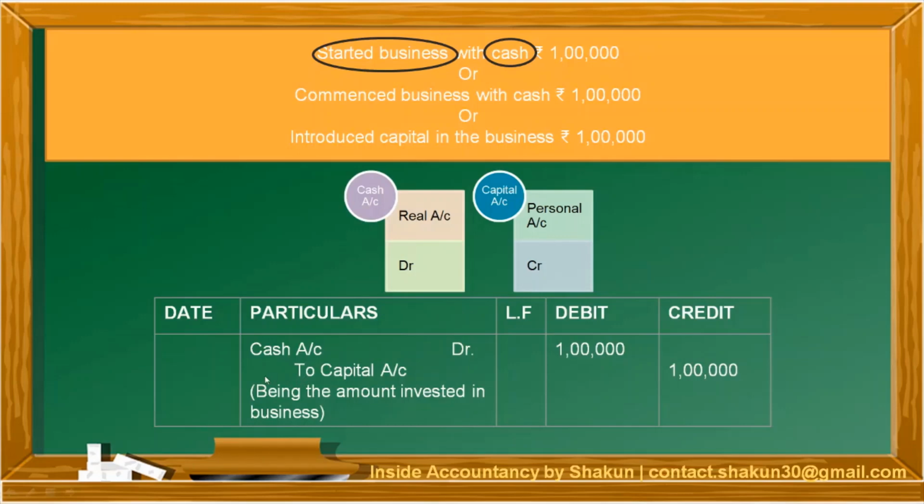Also note that I have left some space here to indicate that this is the account to be credited. The amount has been written respectively in the debit and credit column, followed by the narration being the amount invested in business. So this is the journal entry which you pass for all these transactions. So any transaction if is given to you, you have to pass this same journal entry.